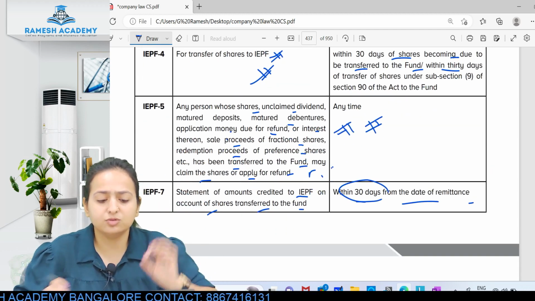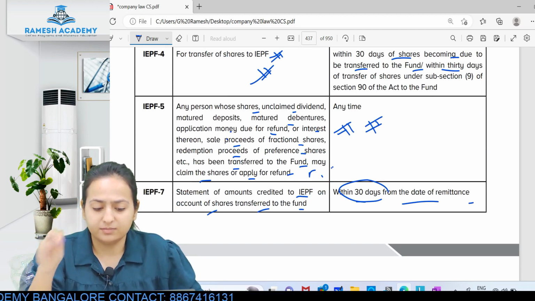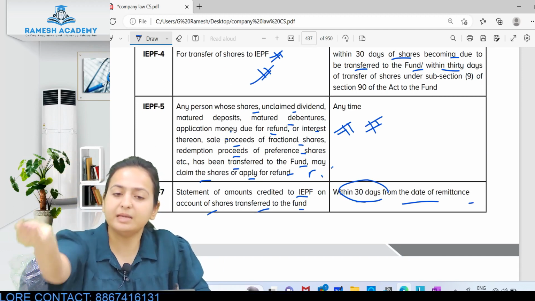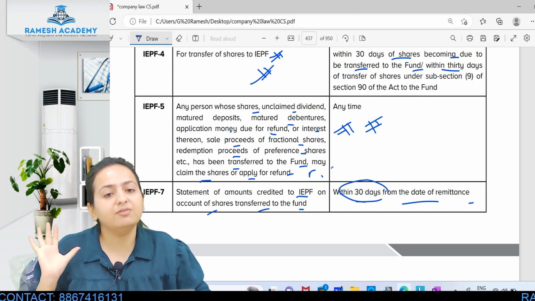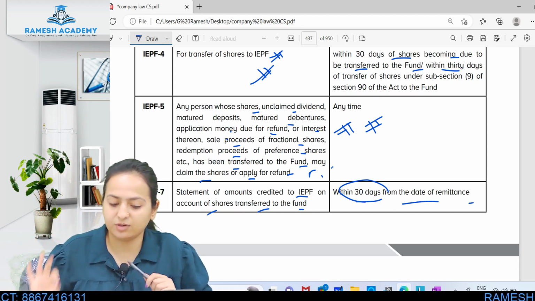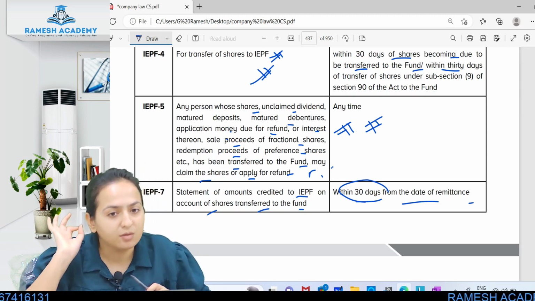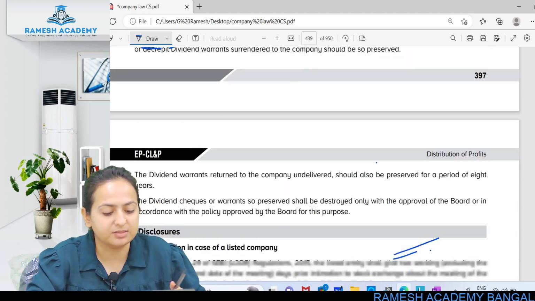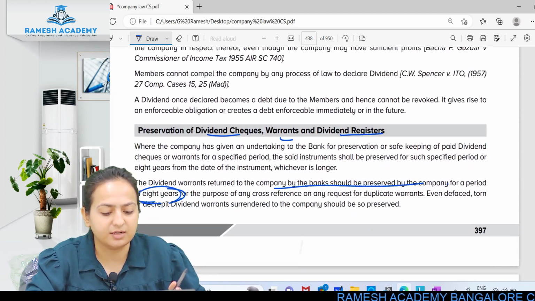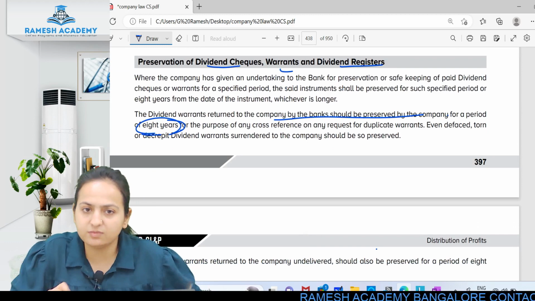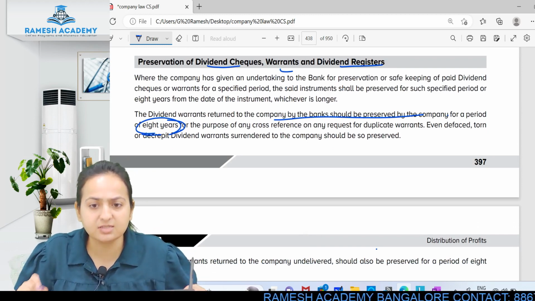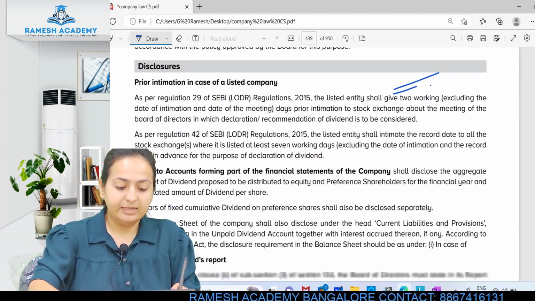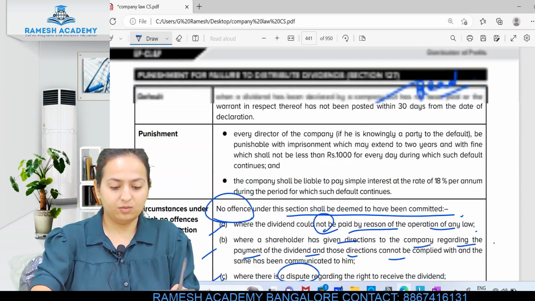Any person whose shares or unclaimed dividend have been transferred to the fund may claim them back in IEPF 5. And IEPF 7, statement of accounts credited to IEPF on account of shares transferred, within 30 days of the remittance. This is about the IEPF that we have studied. And the preservation of the dividend cheques, warrants and dividend registers will be for how many years? For 8 years. This is how we have studied.